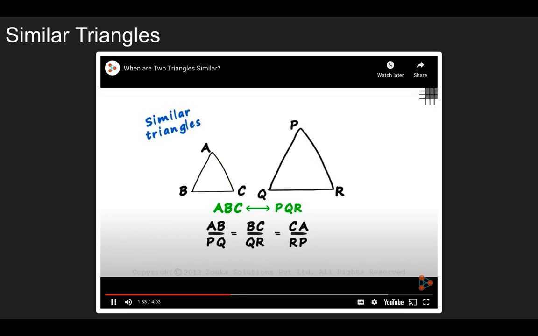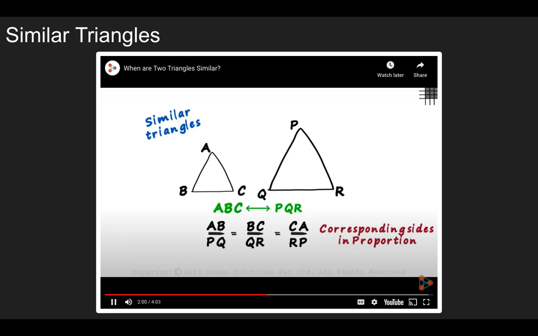It means that each side is scaled up or scaled down by the same factor. Here, the factor with which AB is increased to get PQ is the same as the factor with which BC is increased to get QR, or as the factor with which CA is increased to get RP. So remember, when the triangles are similar, the corresponding sides will always be in proportion.